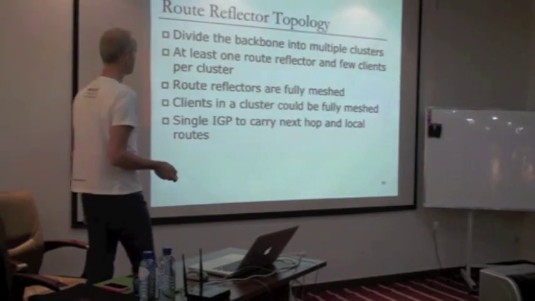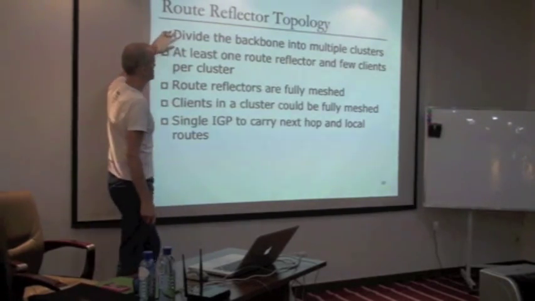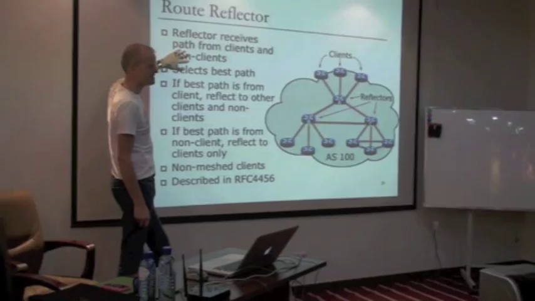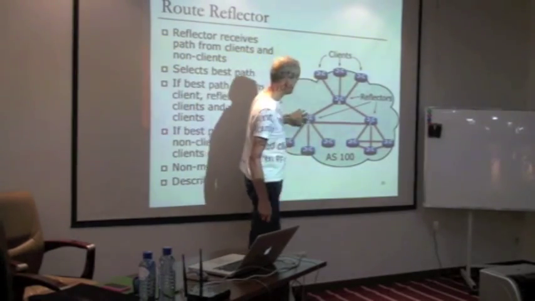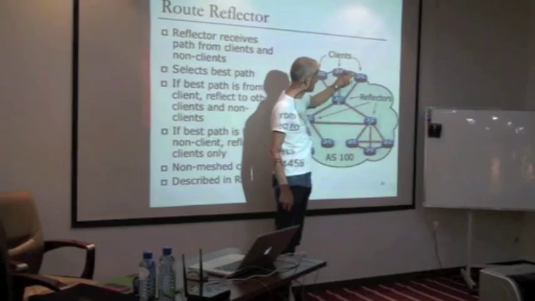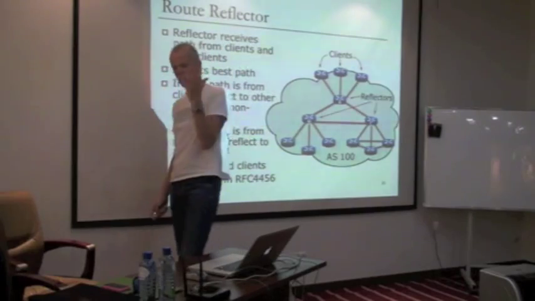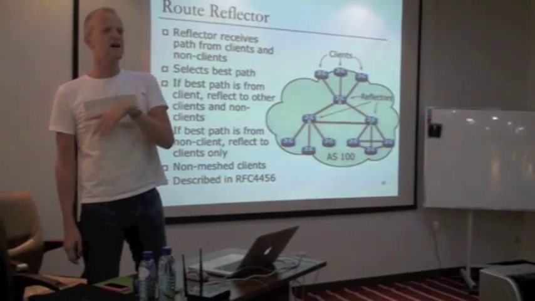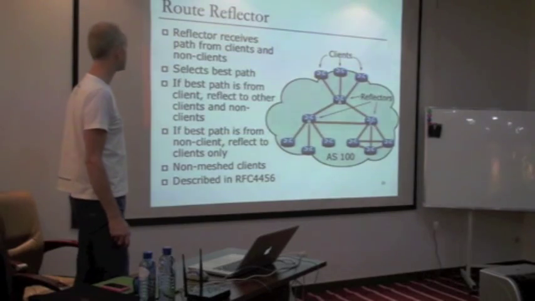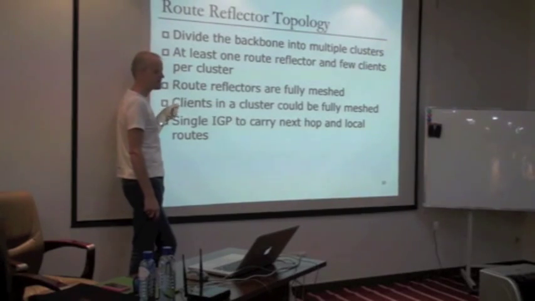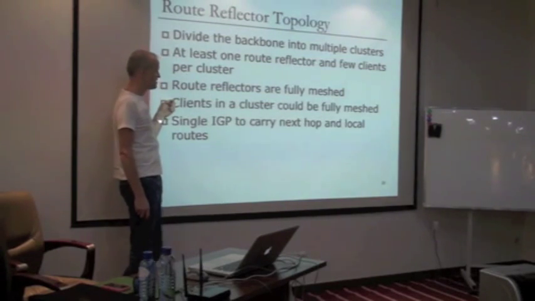So how do we set up the backbone? Well, we divide it up into multiple clusters. We have at least one route reflector and a few clients per cluster. So like I did here, something like this. Here are my core routers. Here are the routers in each POP. So that's a very typical design where the core routers are the route reflectors and the other routers in the POP are the clients. Route reflectors, normal BGP mesh, but the clients in the cluster, generally they can be fully meshed if you want to do it, but most people just have them talking to the route reflectors.